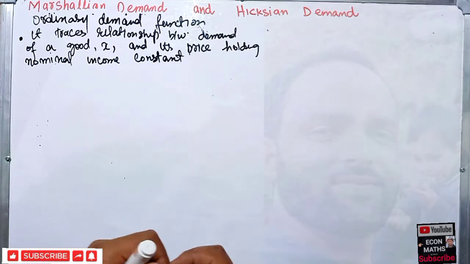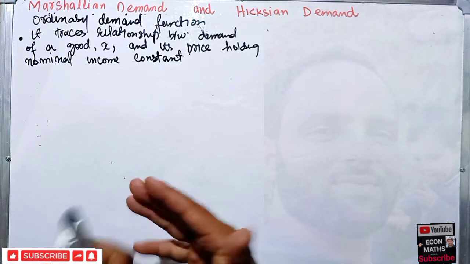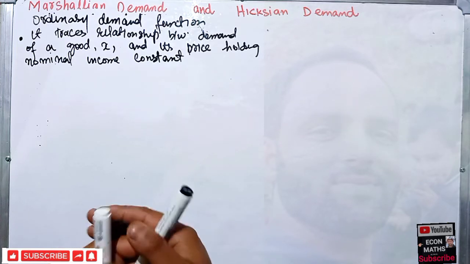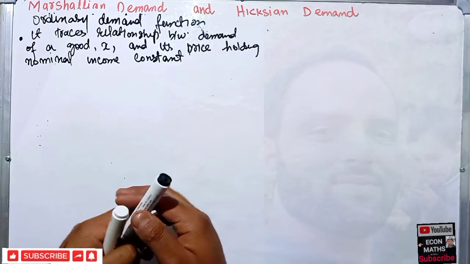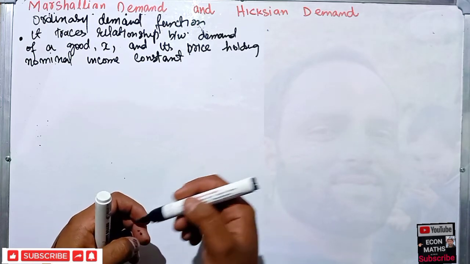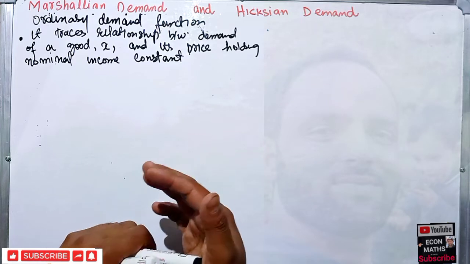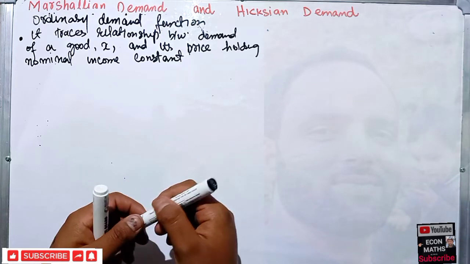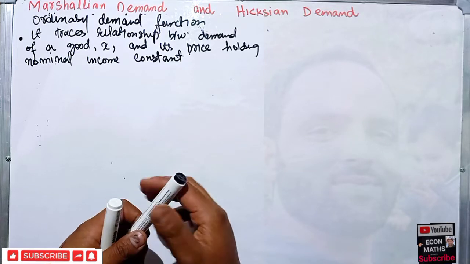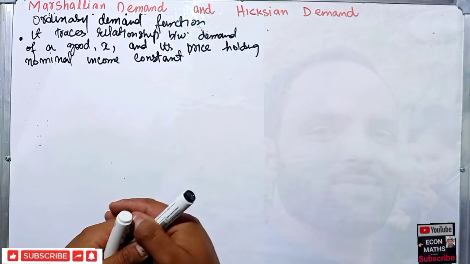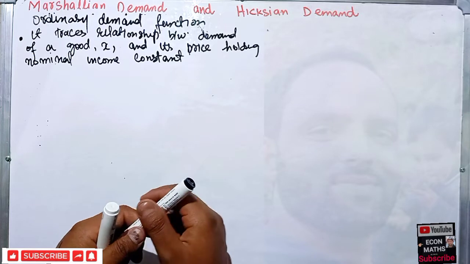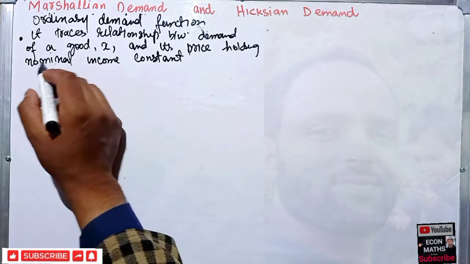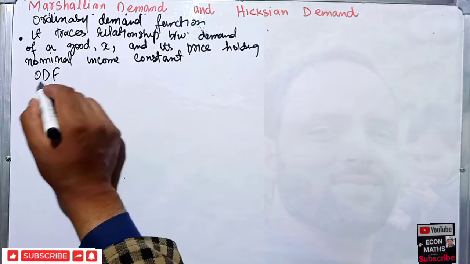Okay, what does this mean? The Marshallian demand function simply says that demand for a good depends upon its price. Okay, and we hold other things constant that might have affected the demand, what we call the ceteris paribus. Other things could be the tastes, preferences, the price of other goods. So the Marshallian or ordinary demand function would look like this.